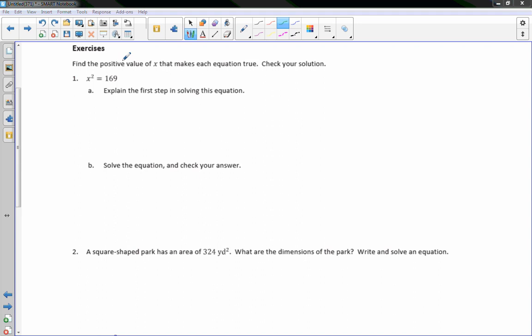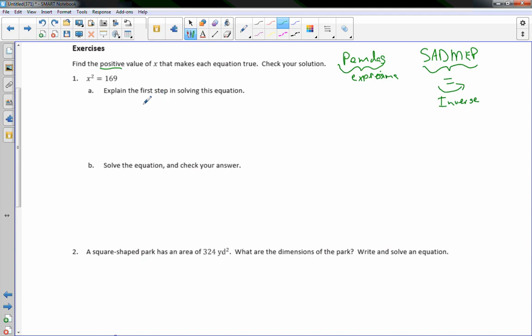All right, so here we go. Find the positive value of x that makes each equation true. Again, positive also means principal root, and check your solutions. So now we have an equation. So remember, we have PEMDAS to simplify expressions. And then if we take the inverse of that and spell PEMDAS backwards, that is the inverse operations to move across an equal sign, and we use inverses.